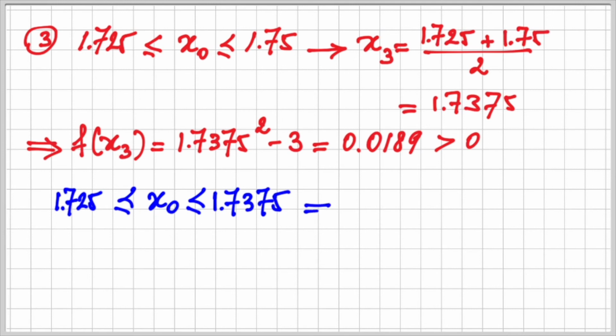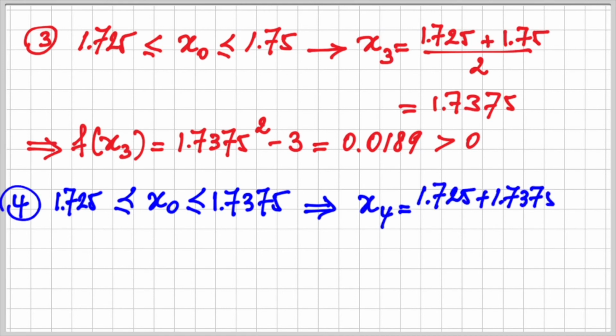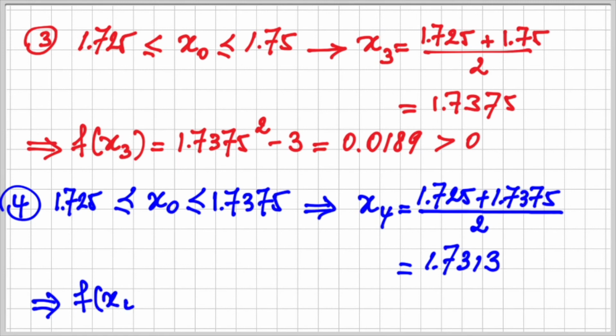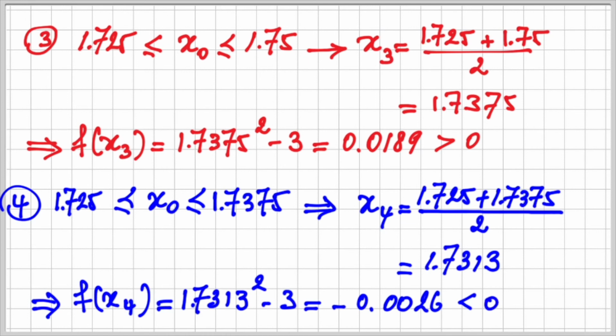So now we can say for the next iteration that x0 is between 1.725 and 1.7375. And we can do the fourth iteration and calculate x4 as the average of 1.725 and 1.7375, which gives us a value of 1.7313, and f of x4, 1.7313 squared minus 3, is minus 0.0026, a negative value.